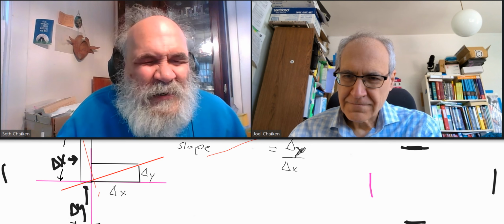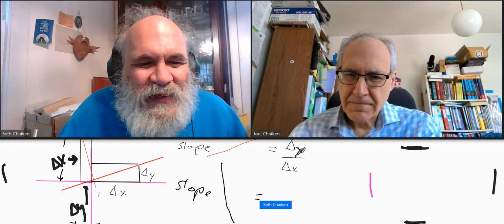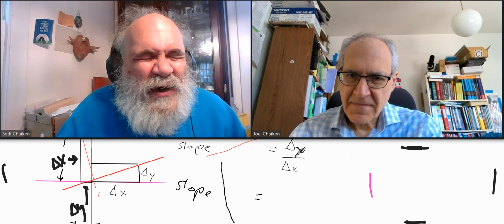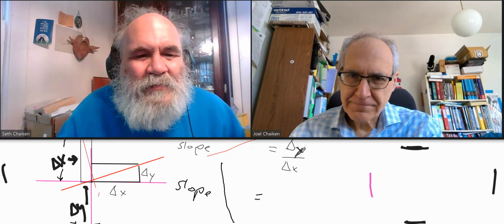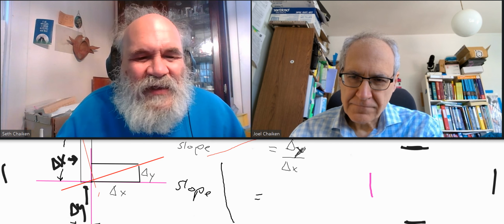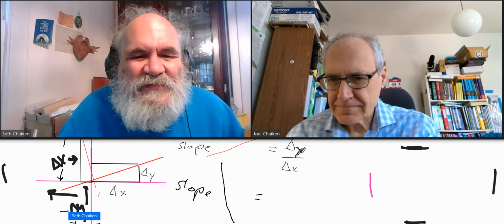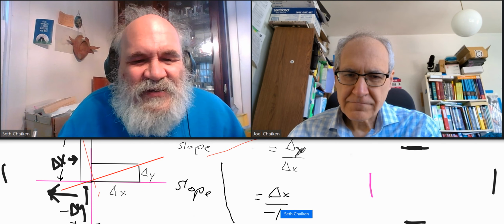So the slope of the perpendicular line equals, you take the difference. Let's figure this out. This is delta x going up, but delta y here is positive, and here it is actually negative, because you're going in this direction. And so the slope of this line is delta x divided by negative delta y.